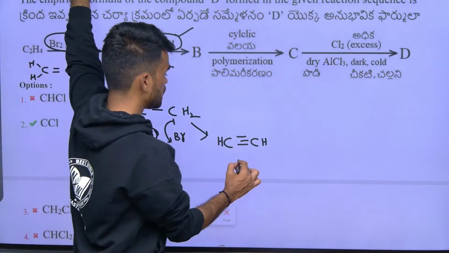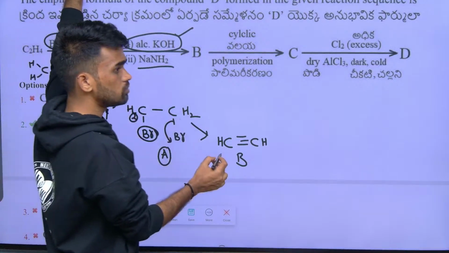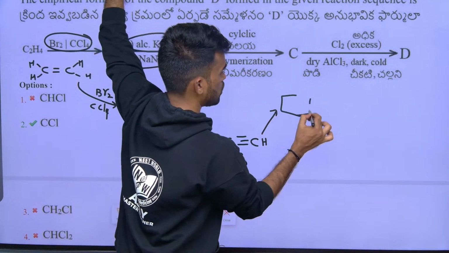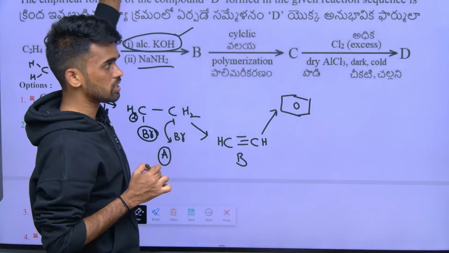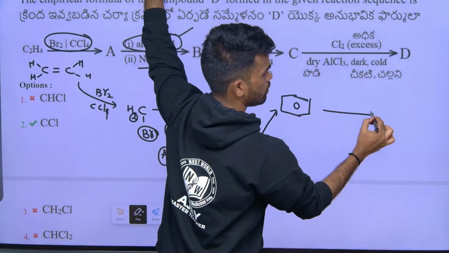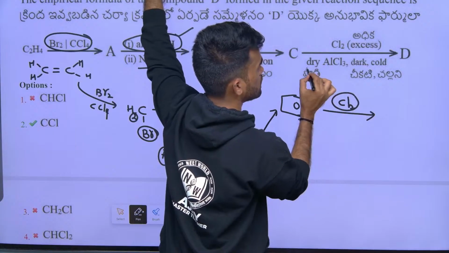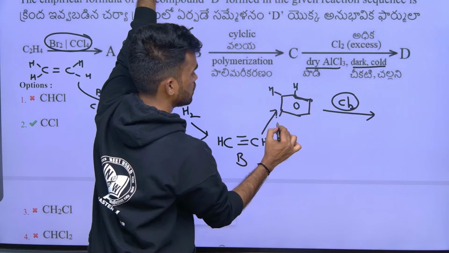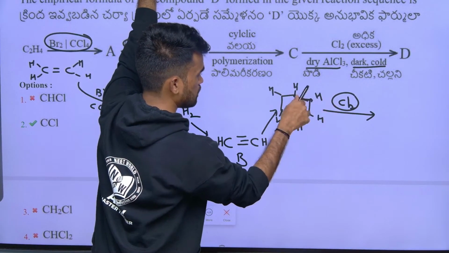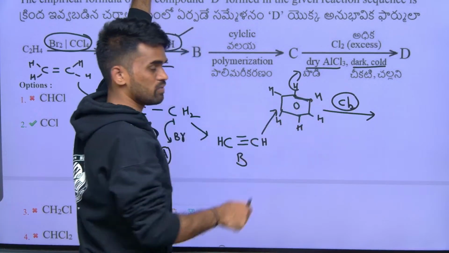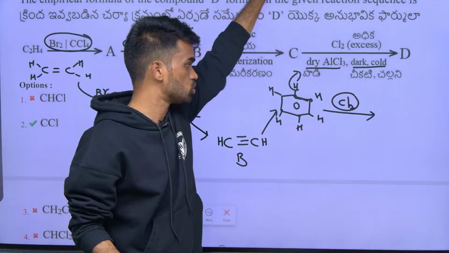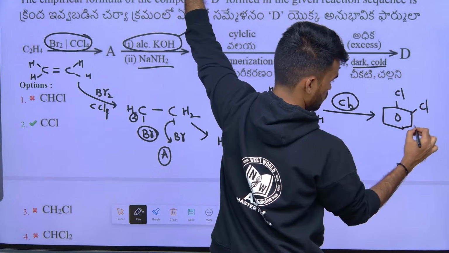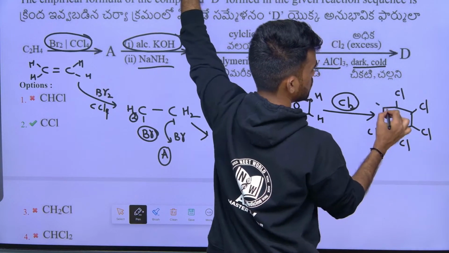So what is our B? Ethyne. This B undergoes cyclic polymerization, forming a benzene ring. This benzene ring, upon treating with Cl2 in dry AlCl3 and dark condition, has one hydrogen on each carbon. So just remove H plus and replace it with one chlorine. An electrophilic substitution reaction takes place and forms benzene with chlorines on all the carbons in place of hydrogens, like this.